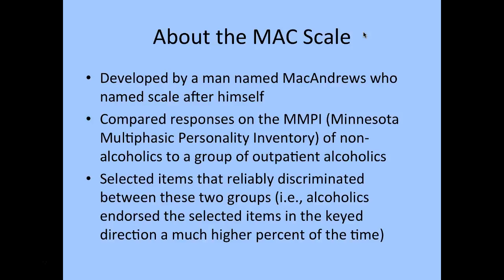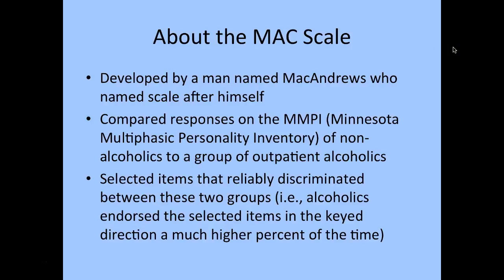It's a 49 item scale, which has mostly items that don't look like they relate to much of anything, but turned out to be a scale that measures potential to become alcoholic or alcoholism. And it's got pretty good reliability and validity. We use it as a screening device.